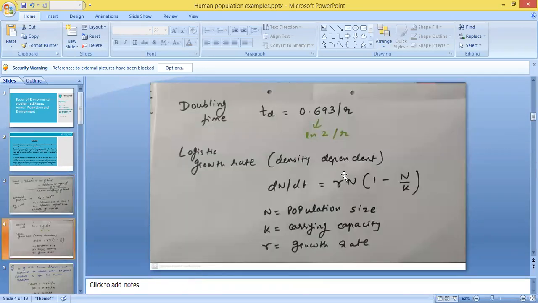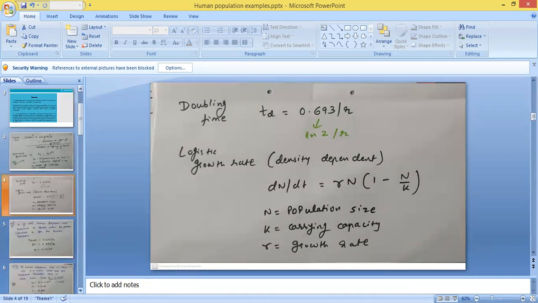So doubling time, that is td, is equal to 0.693 divided by r. Where this 0.693 came from: if you take the natural log of 2, it will give you this value. And logistic growth rate, which is density dependent, dN by dt is equal to gamma into N into (1 minus N by K). So just remember all this and let us move on to the first question.